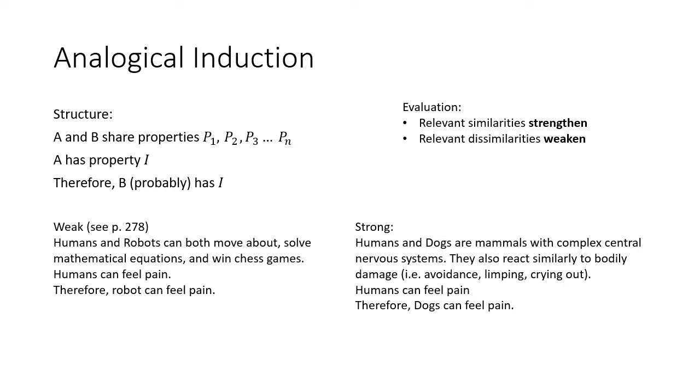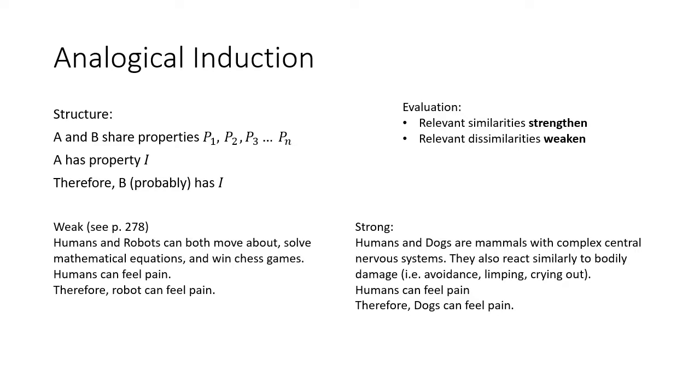So, for instance, we know that humans and dogs share the anatomical structures that we associate with having pain, right? This would be a relevant similarity in that humans and dogs are mammals with a complex central nervous system, right? We have brains and nerve endings and all kinds of things which we associate with the capacity to feel pain. So humans have it, and so do dogs.